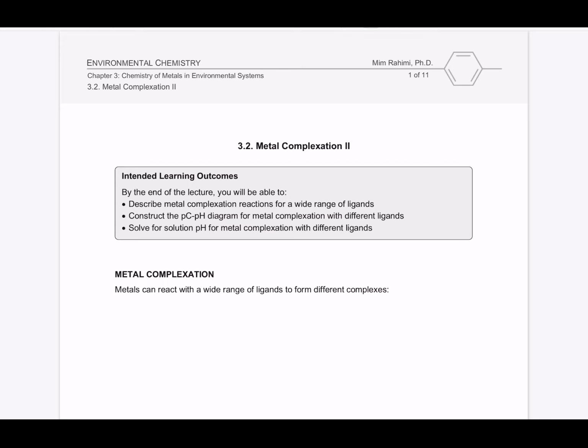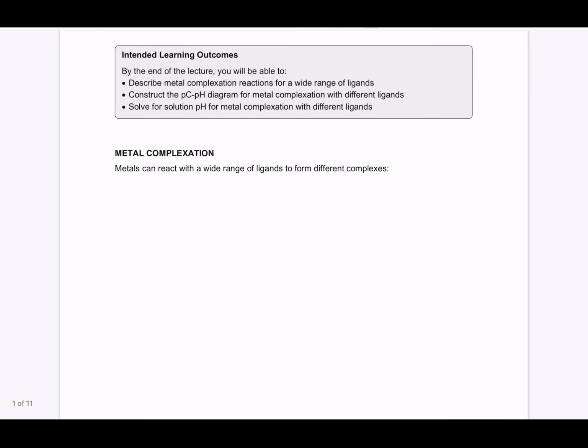So let's quickly overview what we talked about. It was a very straightforward reaction. If we have a metal in the system, there's a big chance that we have a complexation reaction, which is basically a ligand with the metal forming the complex. And for the ligand itself, in the previous lecture, we covered water and hydroxide. But here we're going to talk about more ligands.